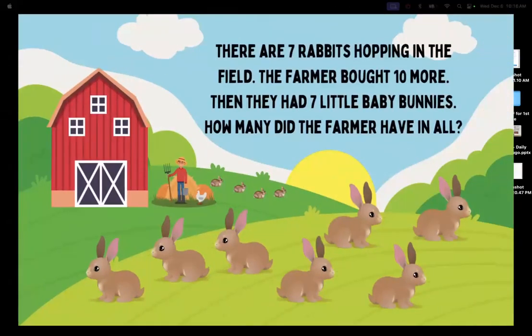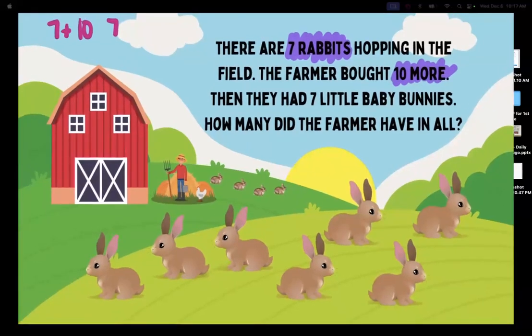We're almost done. There are 7 rabbits. So our first number that's important is 7. Hopping in the field. The farmer bought 10 more. Okay, so we bought 10 more rabbits. 10 more. And they had 7 little baby bunnies. 7 baby bunnies. How many did the farmer have in all? So 7 plus 10 plus 7 equals blank. It's a big number.